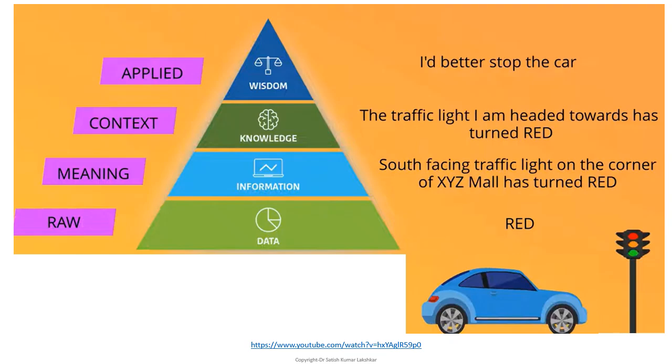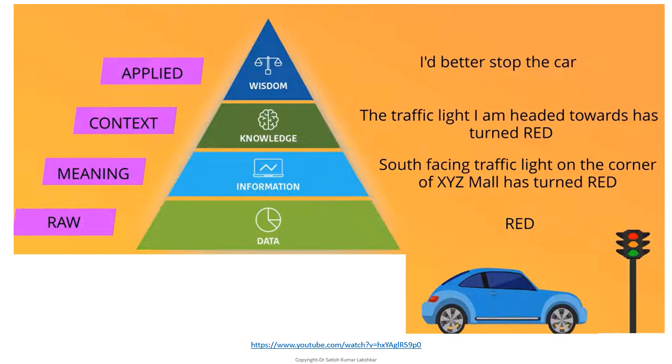Let us say we are traveling by a car, by a vehicle, on a road, and we see there is a traffic light. Let us say that signal is red. Once we notice the signal is red, it is data, in the raw format. Now let's talk about how we will convert this data into information. We'll try to get some meaning out of this data.